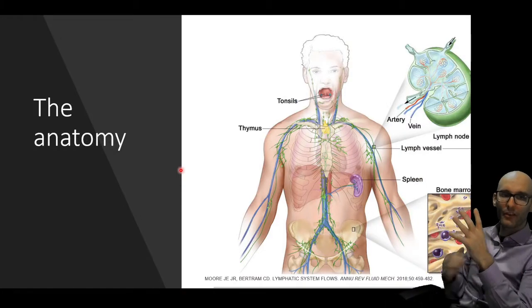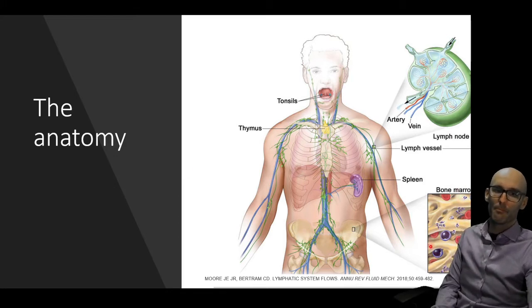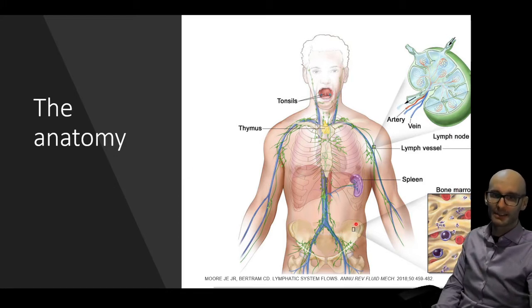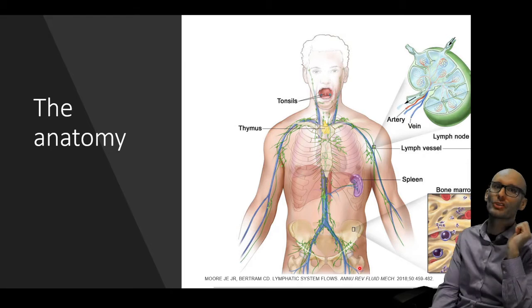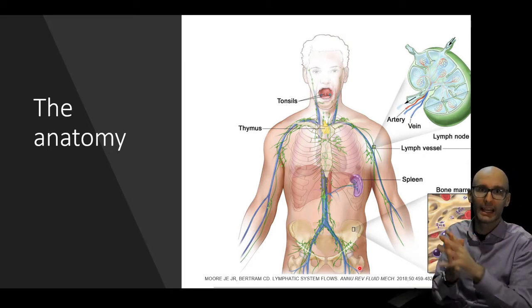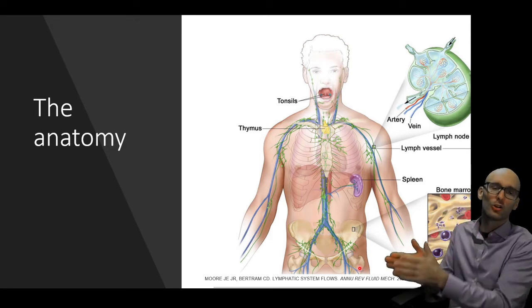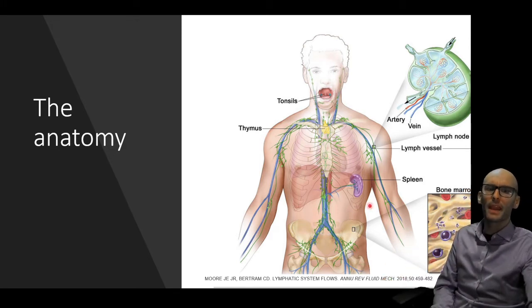Some of the main things that we need to point out here in the adaptive immune system is the bone marrow. Here it's in the iliac bone, but a good chunk of your bone marrow is in your femur. Your bone marrow produces all your immune cells, all your circulating leukocytes, including your B cells and your T cells. We also have the spleen, the lymph node, and the tonsils.